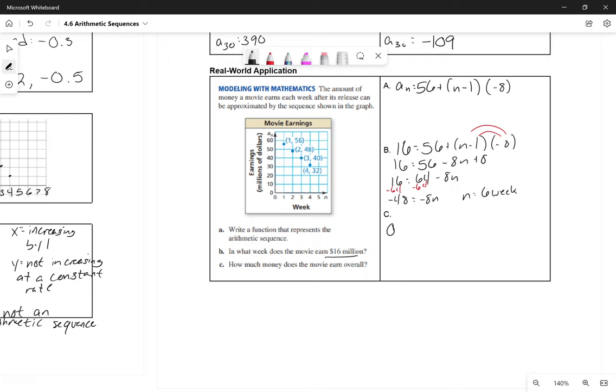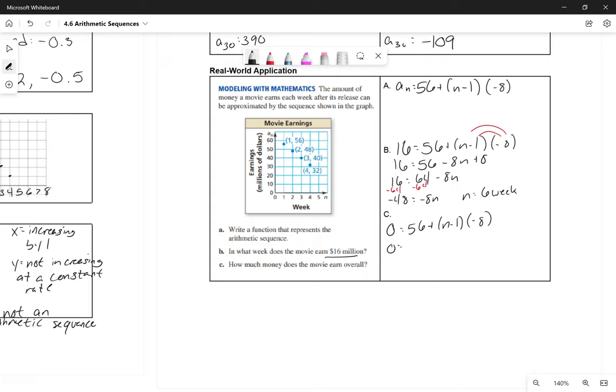So we're going to set our a sub n to be 0. And we're going to do the same process as before, but with a different number. But that doesn't mean we are done with this, because we first have to figure out what we get for n, and then we have to find how much money it earns for every single week until it makes no money.